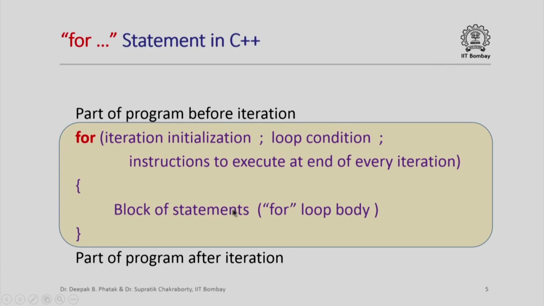But in this case, note that this block of statements along with these instructions are going to be executed in each iteration. So I will designate this block of statements that we write within the braces in a for loop as the for loop body. The real loop body is this block of statements plus these instructions executed at the end of every iteration.